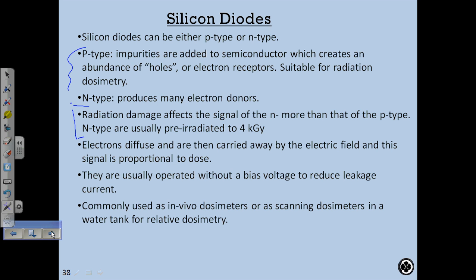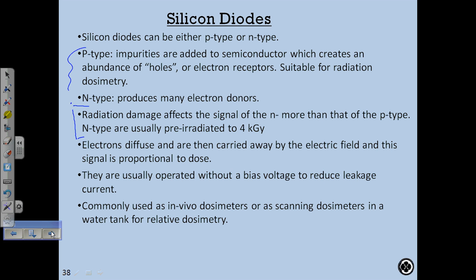Electrons, and once you do that, then they're not as sensitive to radiation damage. Electrons diffuse and are then carried away by electric fields, and the signal is proportional to dose. So the diode is connected to an electrometer, and as you irradiate it, the electron flow creates current inside the diode. And that current is proportional to dose.